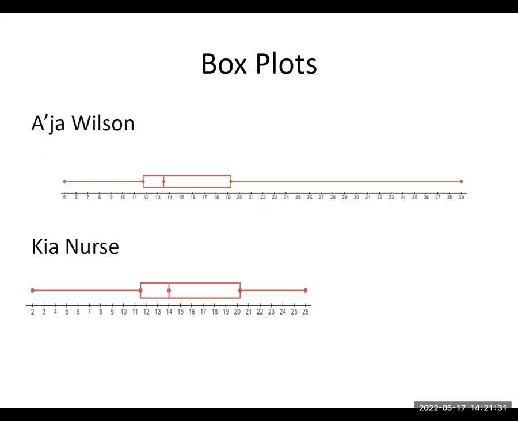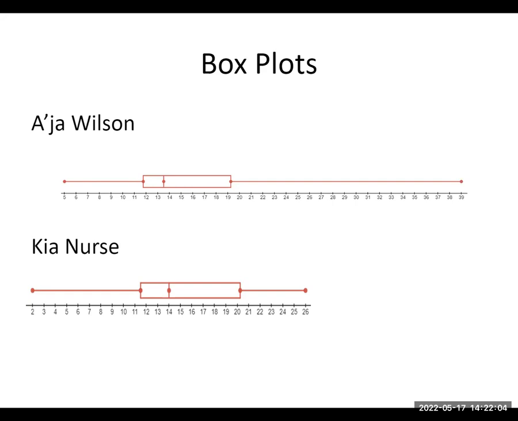Here we go. This is what the box and whiskers look like next to each other. Aja Wilson has 50% of her games, out of her 20, 10 of her games were scored between 12 to 19. Kia Nurse, out of the first 20 games in 2019, 10 of her games, half of her games, scored between 12 to 20.